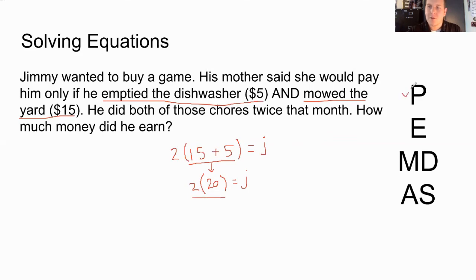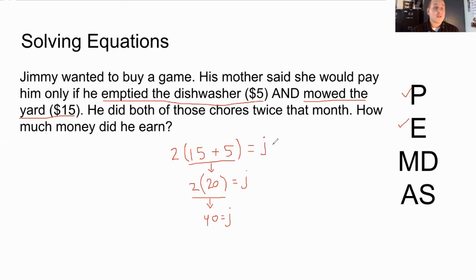And before I get ahead of myself, no parentheses left, no exponents. We've just got multiplication left. 2 times 20, if I did 20 plus 20, that would get me 40, and 40 would equal J, okay? So what I'm stating is that I think that J is equal to 40, and if I replace J up at the top with 40, I should get an answer that says 40 equals 40, okay?